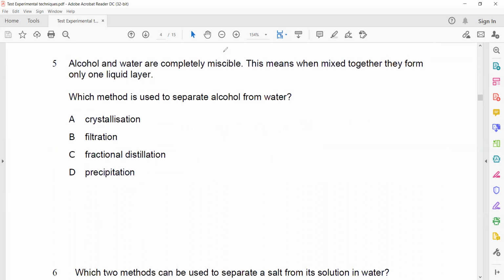Then alcohol and water are completely miscible. So if two or more miscible liquids are there, which technique do we use? Again, we use fractional distillation. That's why C is the right answer.